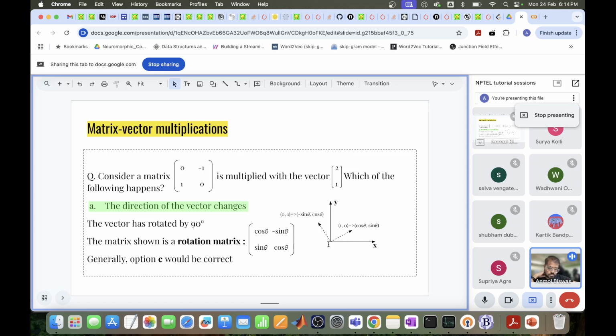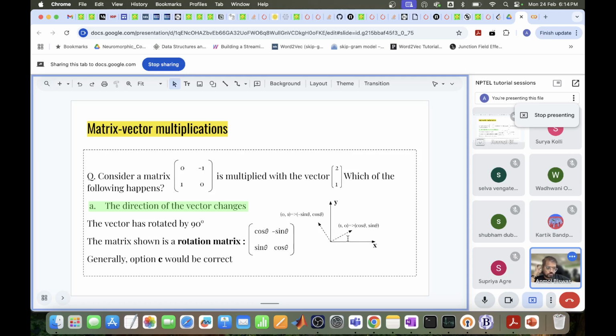Basically, if you try to do that, then your rotation matrix looks something like this, right? And the way you compute the rotation matrix is actually kind of simple. Basically, you consider the two unit vectors in the x direction and in the y direction, and you apply this rotation to them, right?